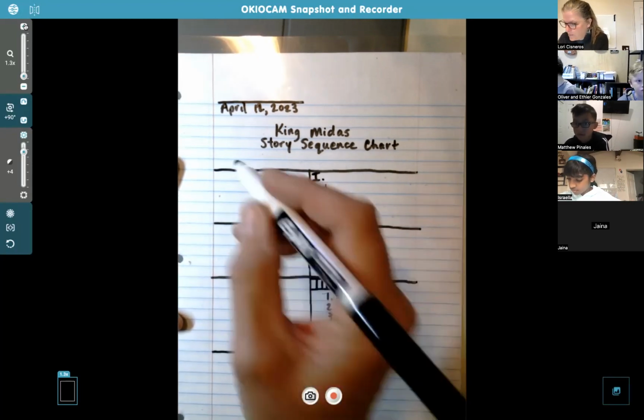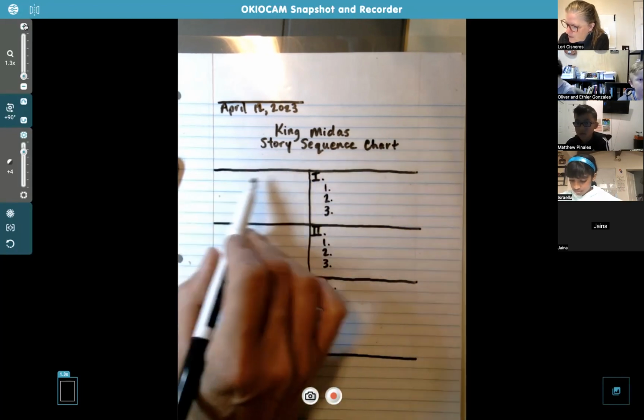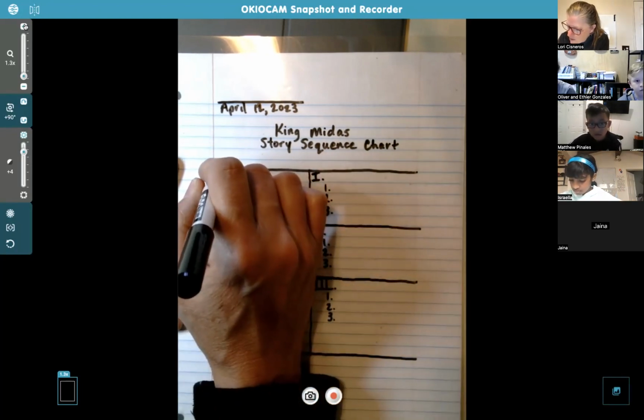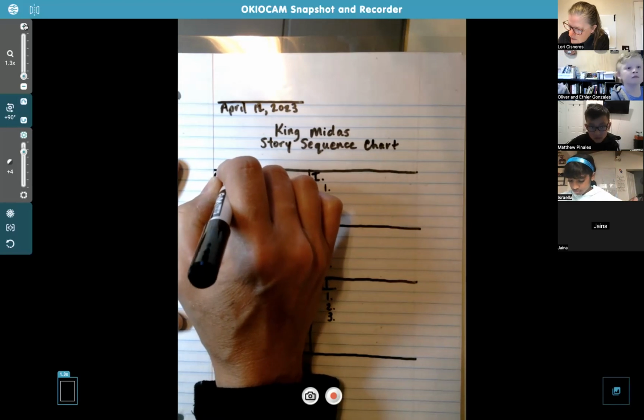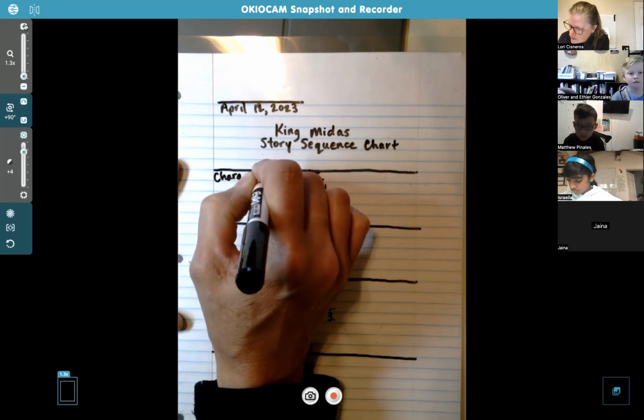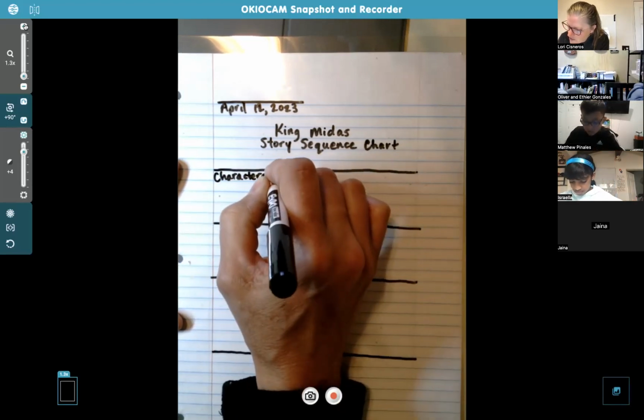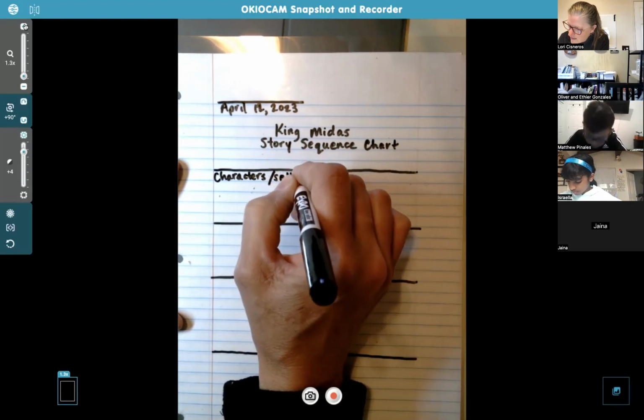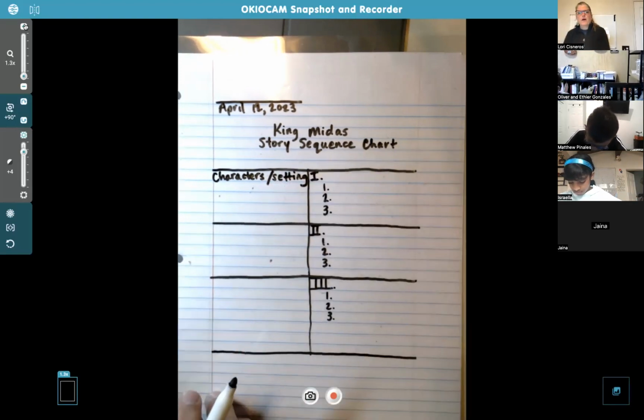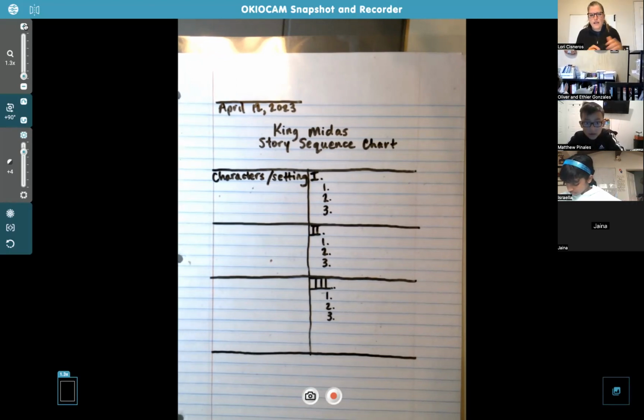that's usually what happens. So in this top box on the left, I want you to go all the way to the edge here. You're going to write characters / setting. Almost always. And I say almost because there are a few movies out there that like to reverse the order of stuff and make it kind of confusing. But usually we start with the characters and the setting.